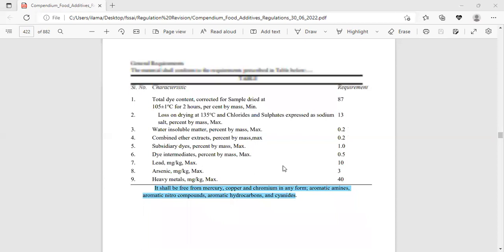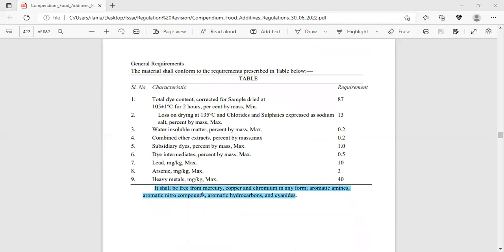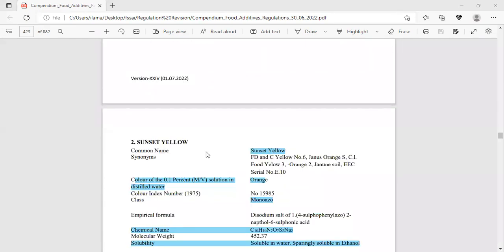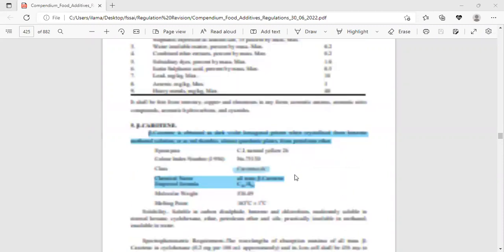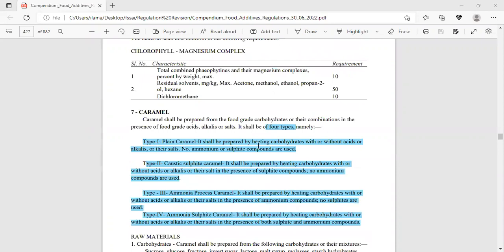And here in the food additives, the tartrazine has to be free from mercury, copper, and chromium in any form. Just go through every color, what its chemical group is and what the color is. And in caramel, there are 4 types. Just go through what the 4 types are and on what basis they are classified.